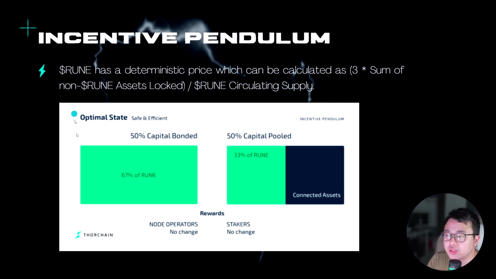If you see over here, this is the optimal state where the capital bonded is 67% of RUNE, and the 33% of RUNE is here and is paired with half in the non-RUNE asset. So the incentive pendulum will try to strive towards this optimal state, and therefore node operators on this side need to bond double the amount of RUNE in the pair in order to provide insurance to it and earn the optimal amount of RUNE rewards. If node operators do not pair the amount of RUNE required, then they will be earning less emissions.